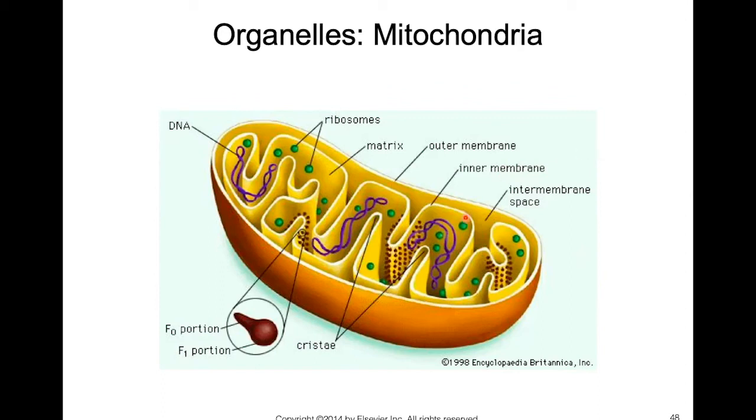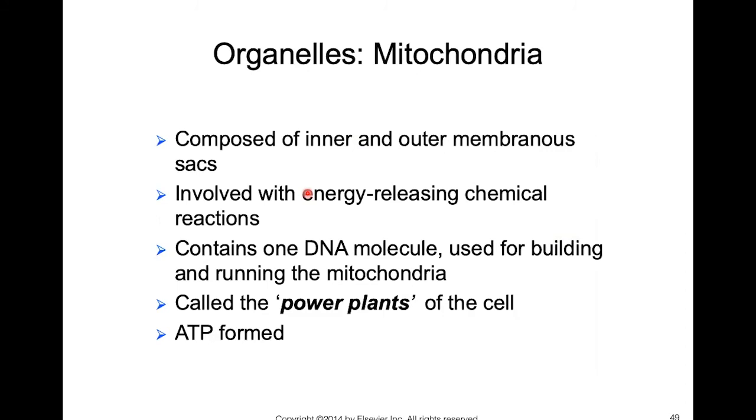Pyruvate will be oxidized in the mitochondria, and it will enter into the Krebs cycle and electron transport chain, which might be familiar to you from previous study. We won't go into any of those in any detail, just understand the mitochondria is taking and producing that ATP that's necessary for all of our cells to be able to function. Hence why they are known as the power plants of the cell.